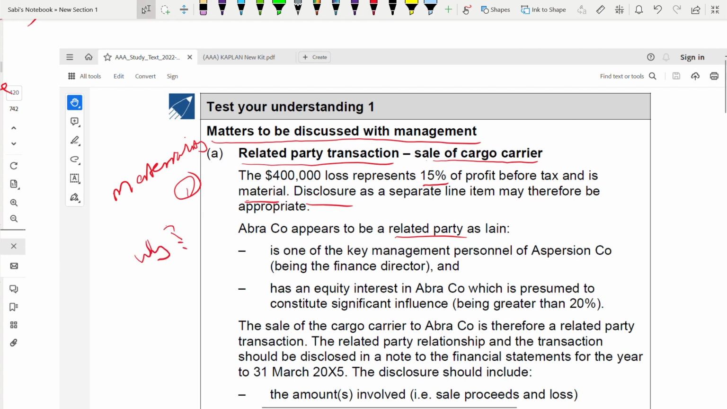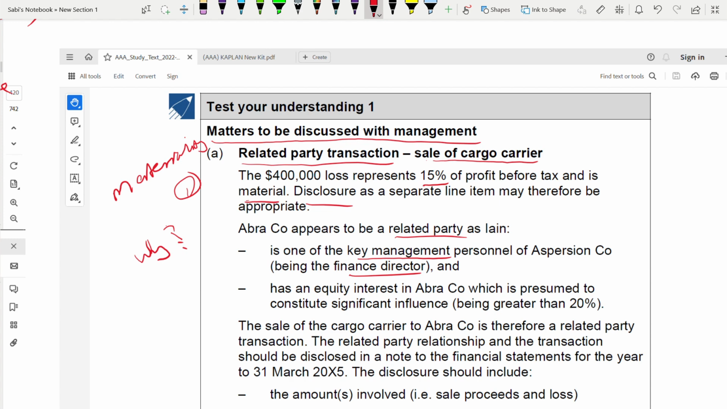Always, not only in this question, whenever a related party transaction occurs, give reasons why it is a related party. Only then can you give the correct accounting treatment. Number one is a key management personnel, the finance director. The one where they are selling, they're the finance director of that. It's like you are selling to your customer, and in the customer's entity, you have a 30% stake.